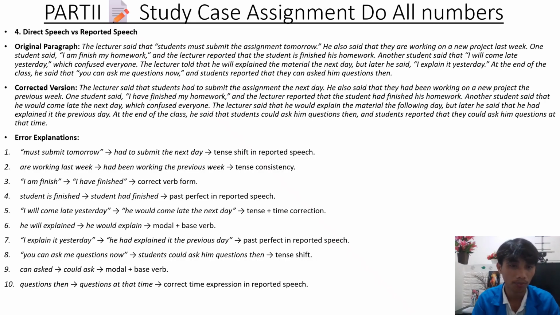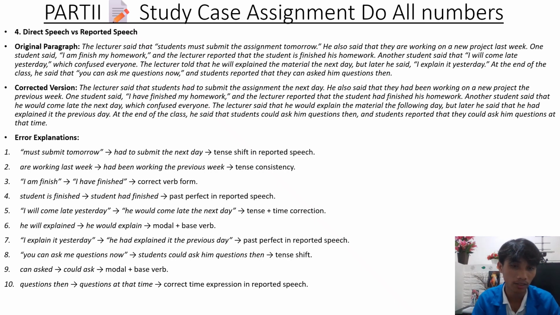Correct verb form. 4. Student is finished, change to student had finished. Past perfect in reported speech. 5. I will come late yesterday, change to he would come late the next day. Tense plus time correction. 6. He will explain, change to he would explain. Modal plus base verb.